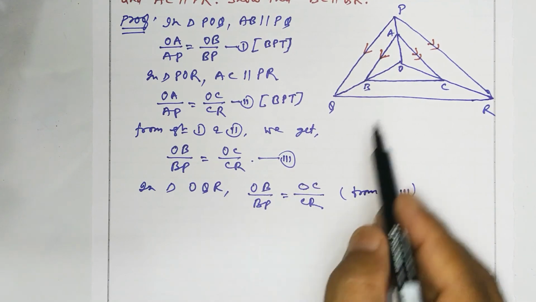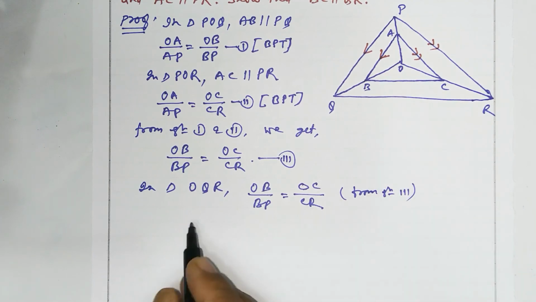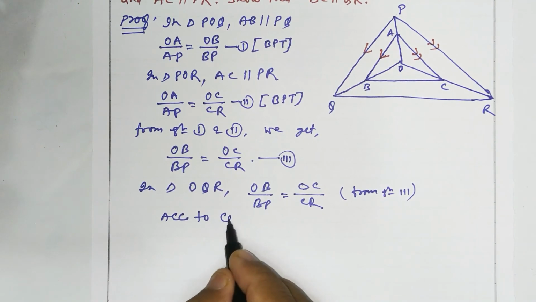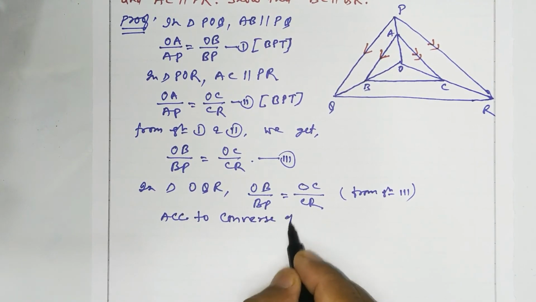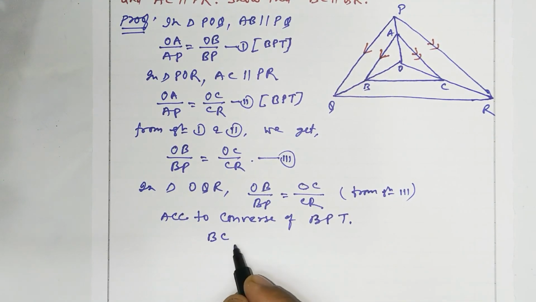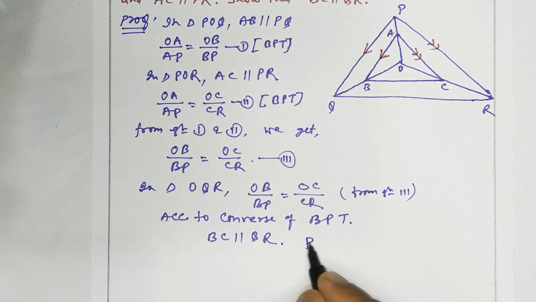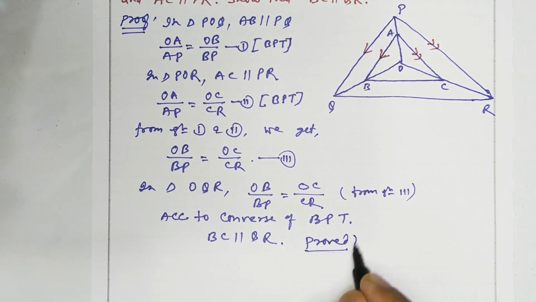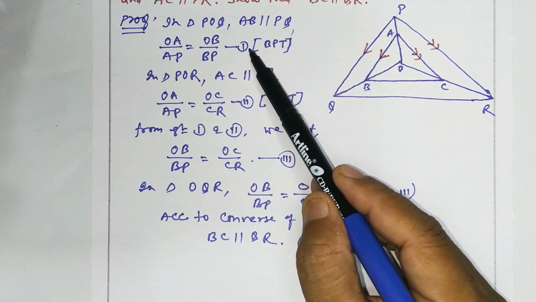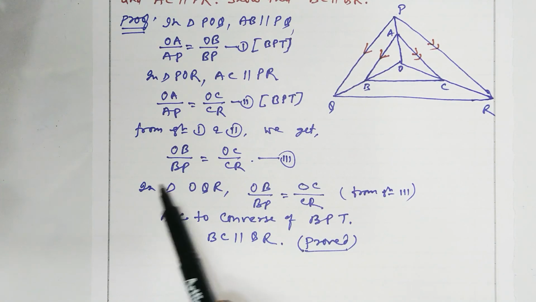In the triangle, this line BC divides OQ and OR in the same ratio. Then according to the converse of BPT, we can say that BC is parallel to QR, and this we had to prove. Hence our result is proved. So here, in equation number 1 we used BPT, in equation number 2 we used BPT, and here we used the converse of BPT.